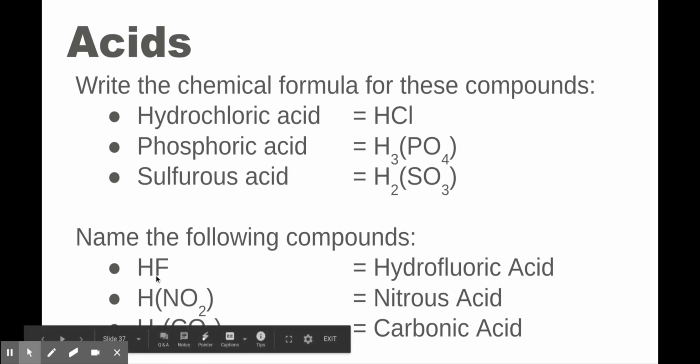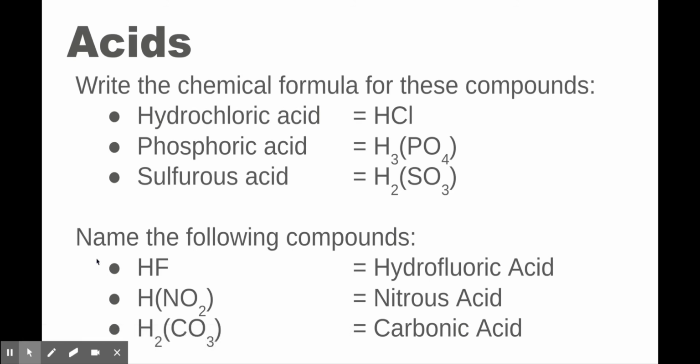If you encounter HF, that is a binary acid. Obviously, it's only hydrogen and one other element. So you're going to use the framework hydro blank ic, take the root of fluorine, drop it into that blank, and it's hydrofluoric acid.